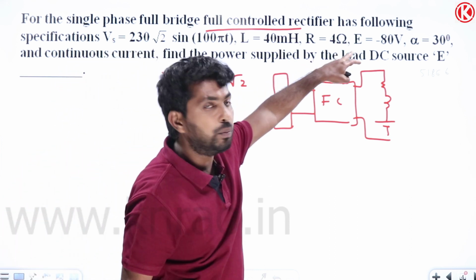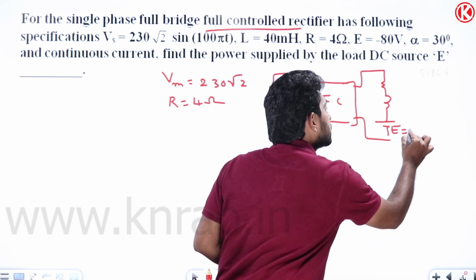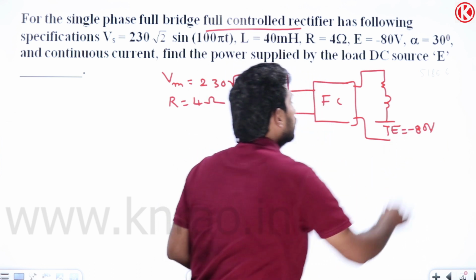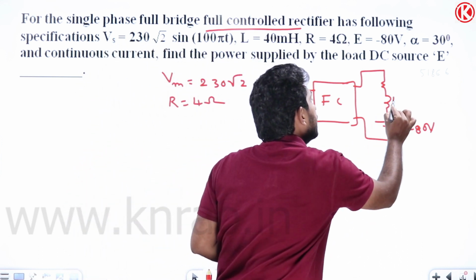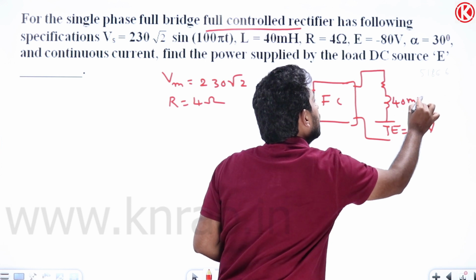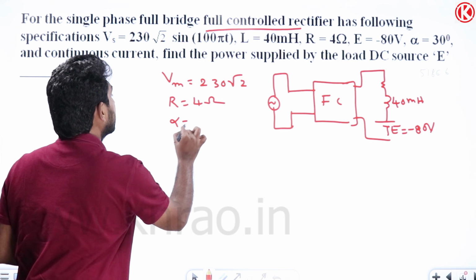E is given as minus 80 volts, and L is given as 40 millihenry. Alpha is given as 30 degrees.